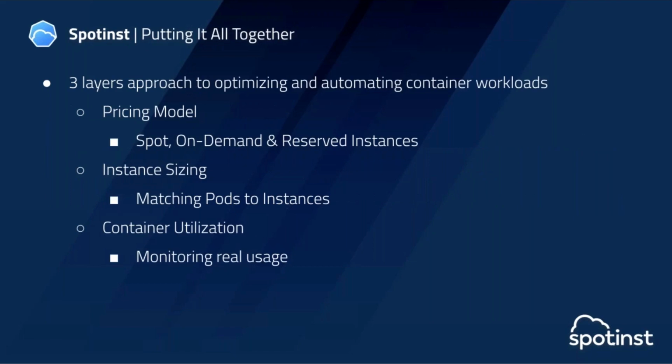Just quickly to wrap it up before we jump into a demo. So this is a 3-layered approach to optimizing and automating your workload and your infrastructure. The first one is the pricing model. How we're going to pay for the instances: excess capacity, on demand, or reservations. Then we need to size them right. So the right size based on the pods that are required. We need to make sure that the pods are actually asking for what they need. With all three of those together, we can see clusters becoming significantly more effective.